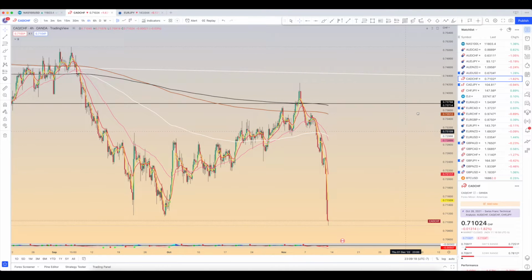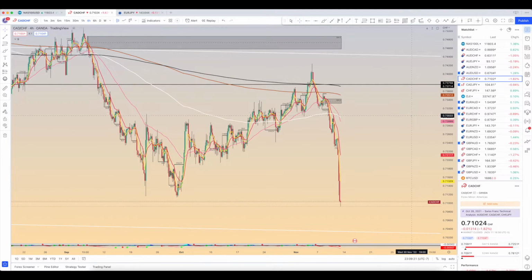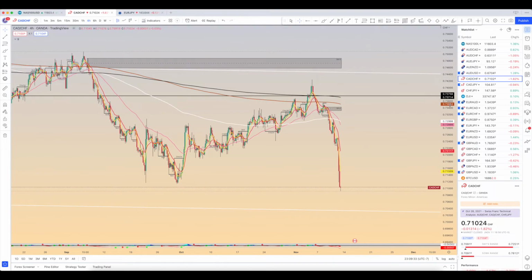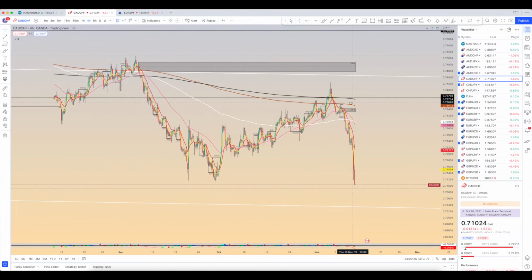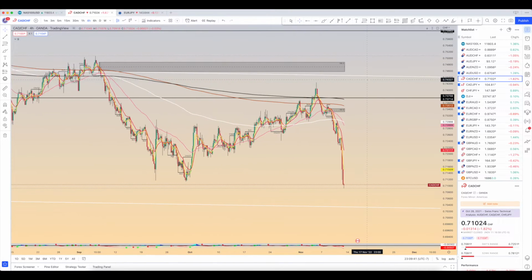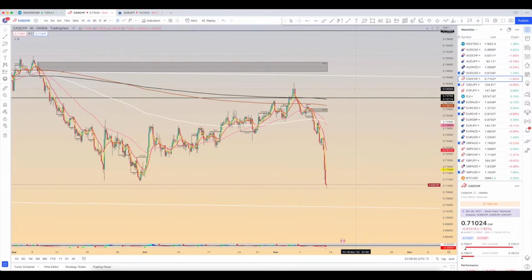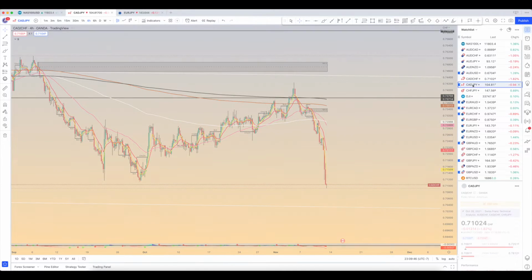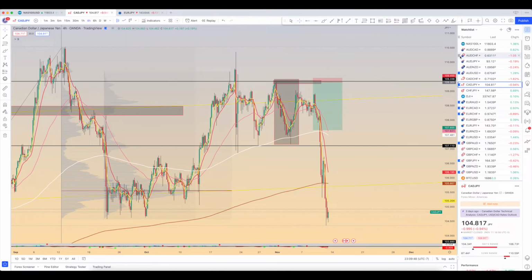CAD CHF. Pretty crazy what happened here actually. There's really no structural moves that we have here besides an imbalance. It did drop a lot further down than expected, especially because the Canadian dollar is supposed to be bullish based on what's happening, but very severe reaction that we had over the last several days. So I'm going to avoid CAD CHF. There's no decent setups to look for.